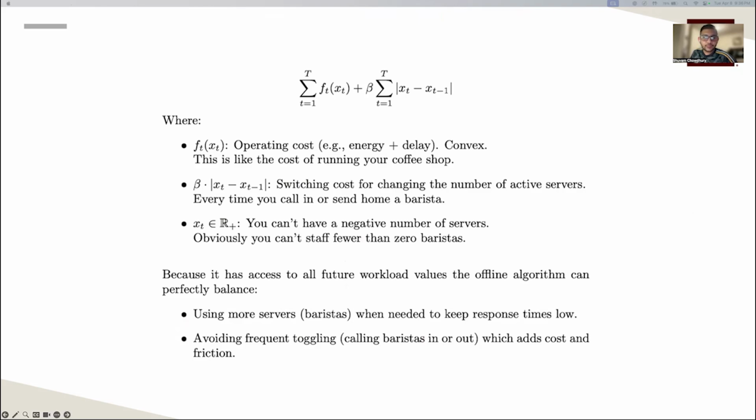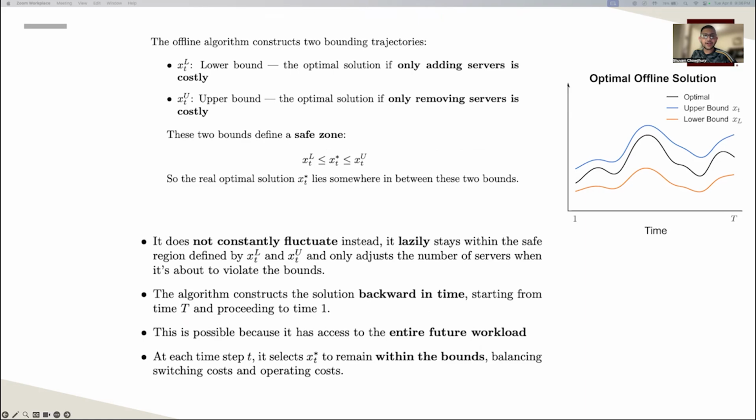Basically, think of this like replaying a full day at your cafe with the perfect hindsight, and then designing the barista schedule that would have cost you the least. Obviously, we can't do this in real life, but it helps to see how close our algorithm comes to the ideal. So the upper bound is the optimal solution if only adding servers is costly, and the lower bound is the optimal solution if only removing servers is costly. And the perfect optimal solution is always between these two bounds.